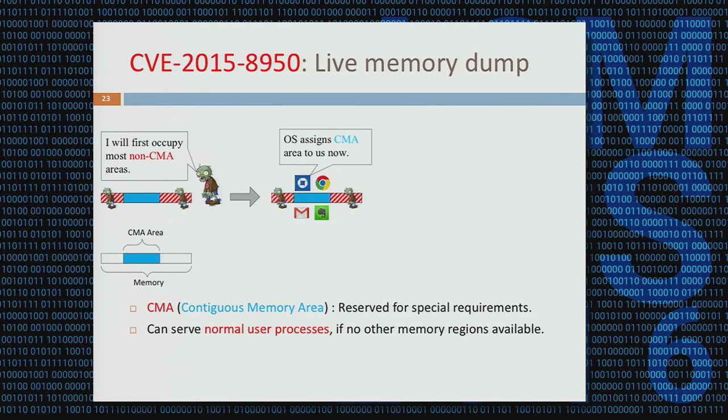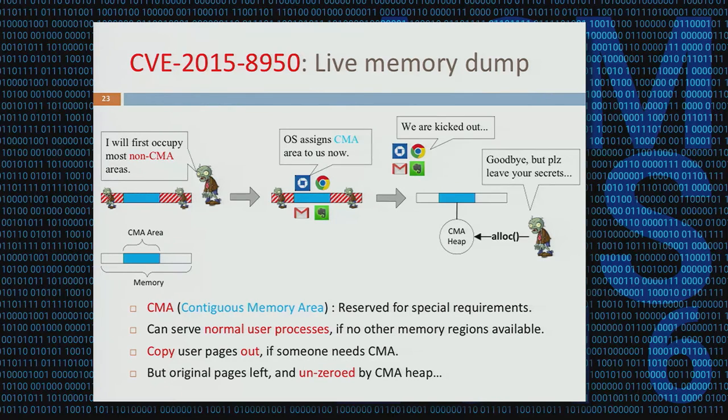Okay, and here is the third attack step, which is the most critical. At this time point, we will allocate a CMA memory region using the I/O CMA heap. So what will happen? The system will think, okay, currently there is a device needing some contiguous memory region. This is a high priority, right? But currently, there are some user processes using the CMA areas. So what the system will do is copy all the user pages in the CMA area to other memory locations, so the CMA area can be reused by us. Okay, now the attacker can access the CMA area.